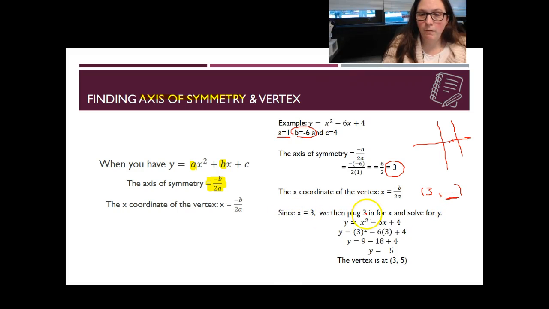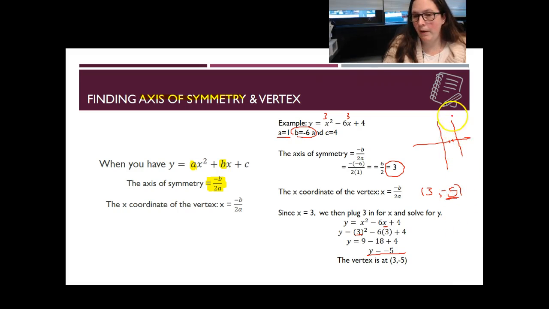Since x is 3, we plug 3 into that same equation in place of x. So we're going to plug a 3 in here and a 3 in here, and we're going to solve for y. You can see I plugged in 3 for my x, 3 for my other x, and the 4 stayed the same. So 3 squared was 9. Negative 6 times 3 is negative 18, and then the 4 is there at the bottom. 9 minus 18 plus 4 gives me an answer of negative 5. That means the y-coordinate of my vertex is negative 5.